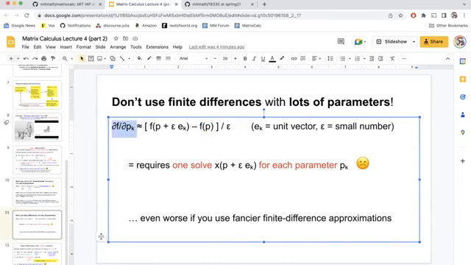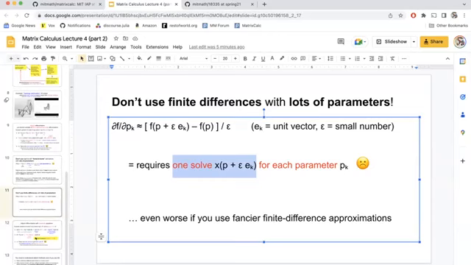But now if you have a million parameters, you need to do this a million times. Each one is a separate solve, right? You're perturbing the parameters one by one, and then you have to solve it one by one. So it's a disaster, right? If you had to use finite differences, you would not be able to do neural networks or topology optimization of chairs or airplane wings or things like that. And you can generalize it in other ways.